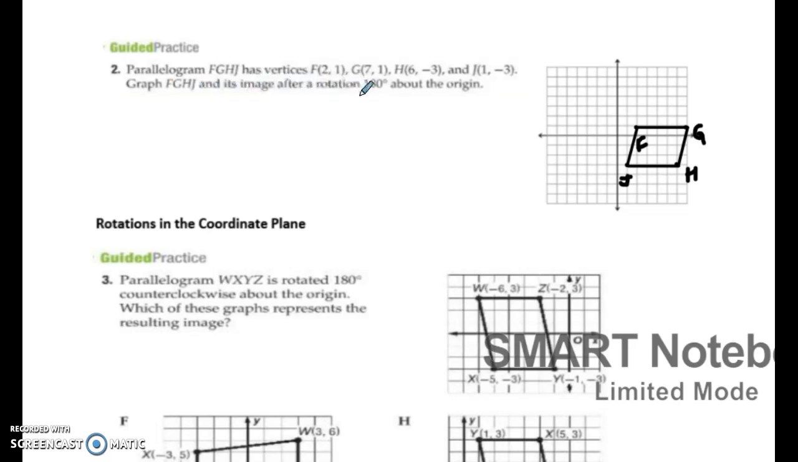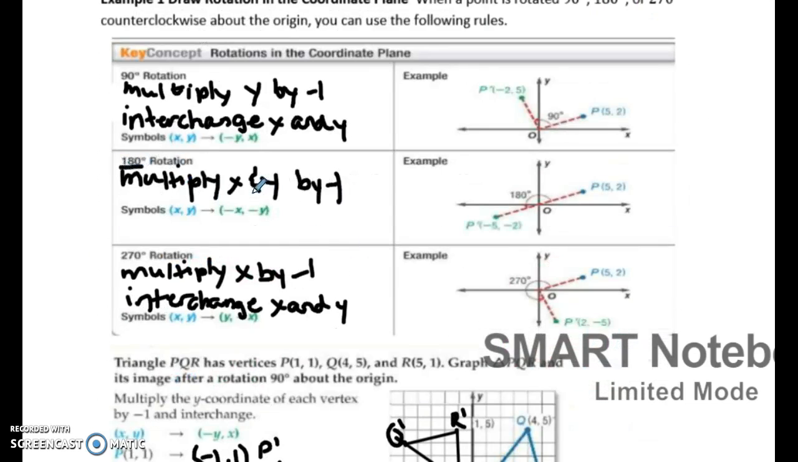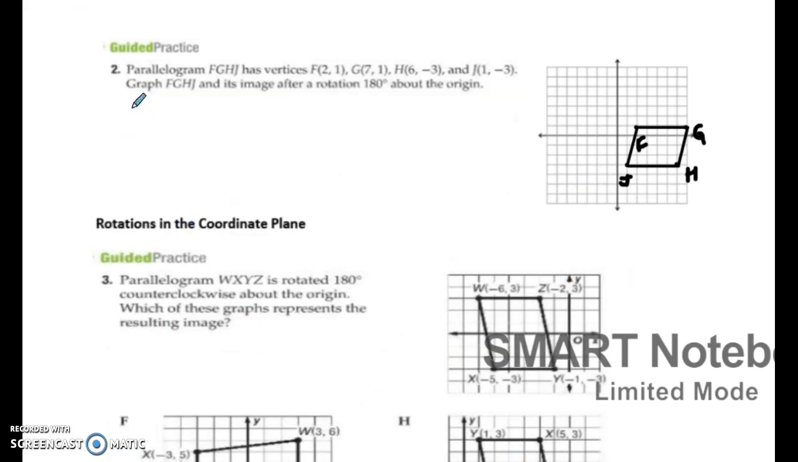We are trying to rotate this parallelogram 180 degrees about the origin. So if I go back to our rules on the last page about 180-degree rotation, it says to multiply x and y by -1. Okay, so my F point is at 2, 1. Oh, this is going to be big. So to make the image of that, F prime, I'm just going to make both x and y negative. So -2, -1. Okay, so back 2, down 1. There is F prime. You can go ahead and graph it.